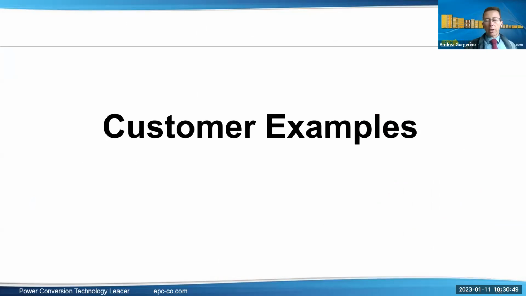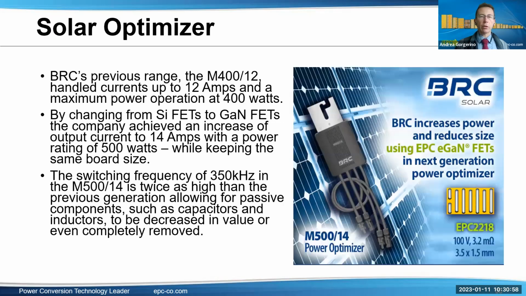Finally, I'd like to share 2 customer examples that these customers have allowed us to share with a broader audience. I think they're very interesting examples of how to use GaN in solar applications. The first one is a solar optimizer by BRC. BRC had a previous design called the M412, which was basically a 12 amp optimizer rated at 400 watts. They moved from silicon FETs to GaN FETs, and they were able to achieve 14 amps and 500 watts in the same board size.